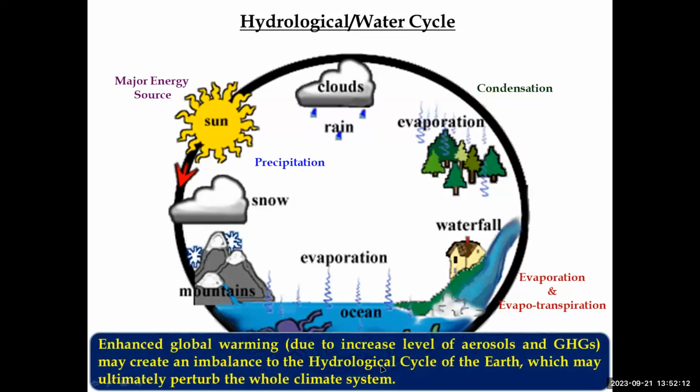The enhanced global warming, because of increased levels of aerosol and greenhouse gases, may create an imbalance in this hydrological cycle. Because when these anthropogenic aerosols and greenhouse gases increase more, the precipitation somewhere is large, it will precipitate more, and sometimes at some places it is the condition of drought. So this way it will perturb our whole climate system.